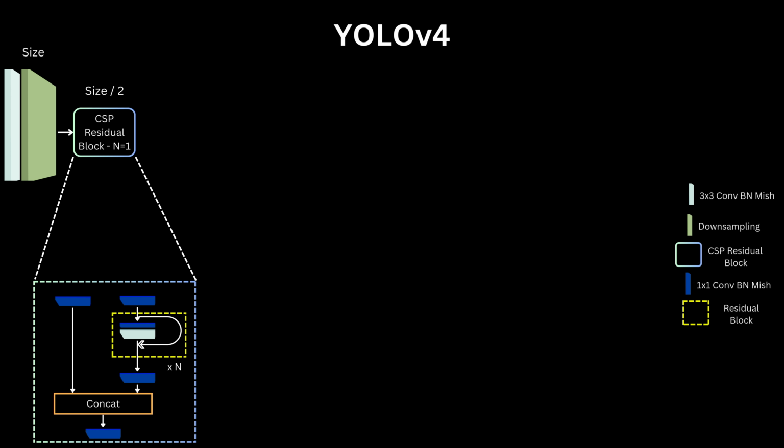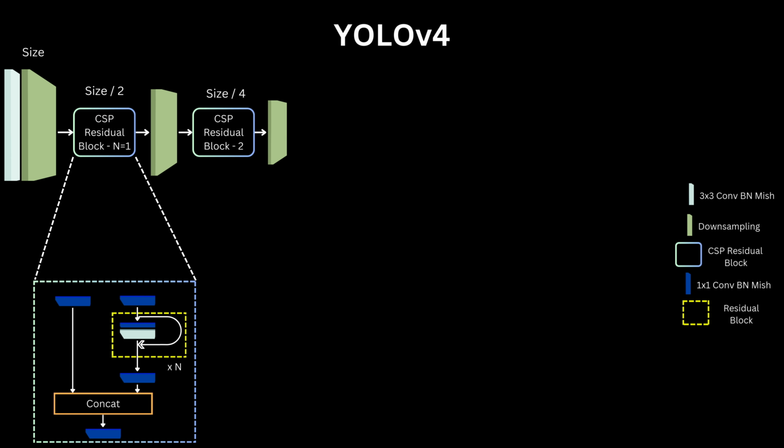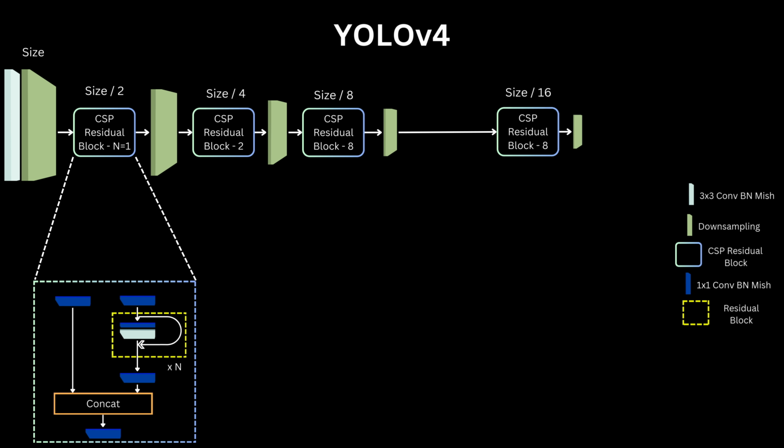The output of the first CSP residual block then goes through a downsampling layer. After that, we have another CSP block with n equals 2 and then downsample. Then another with n equals 8 and downsample. And then the last two CSP residual blocks have n equals 8 and n equals 4. What we have up till now in terms of architecture is CSPDarknet53 backbone.